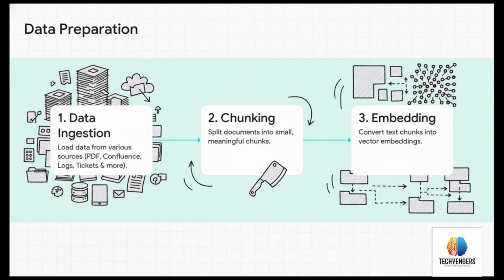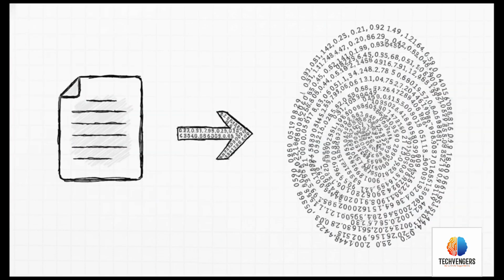You want to break it into small, meaningful paragraphs or sections. And finally, this is where the magic happens. You convert those text chunks into these numerical representations called embeddings. Now, embedding might sound super complex, but the idea is actually pretty simple.